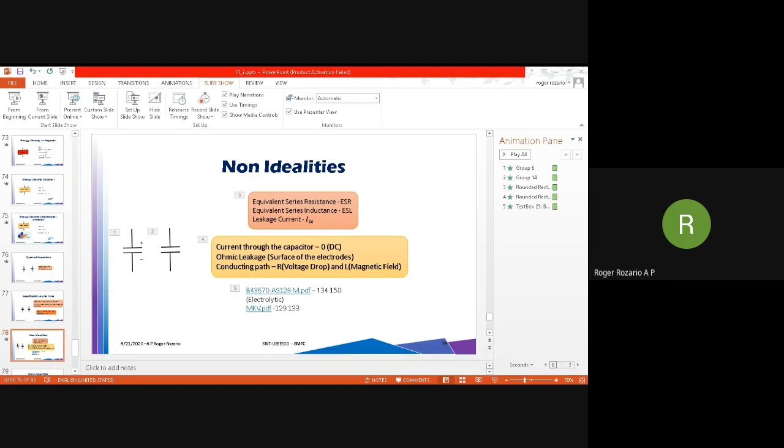So the first non-ideality we discussed is leakage current. Leakage current arises when DC is applied to a capacitor. Usually the current through the capacitor should be 0, but because of this ohmic leakage, current flows through the capacitor, and that is called the leakage current ILK, and that ILK affects the performance of the capacitor.